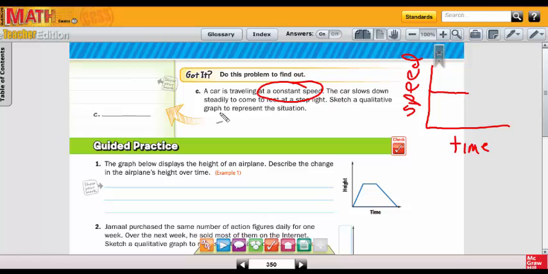And then the car slows down steadily to come to rest at a stoplight. So it slows at a constant rate of deceleration, we would call that. So we're going to have a straight line.